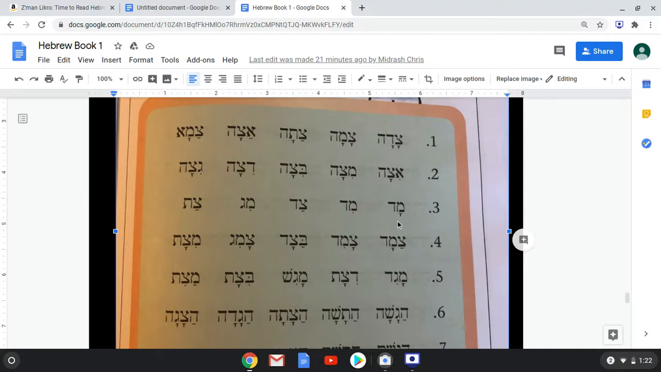3. Mad, mead, tzad, mig, tzad. 4. Tzamad, tzamid, batzad, tzamik, mitzat. I'm going to pronounce this one again. Mitzat.